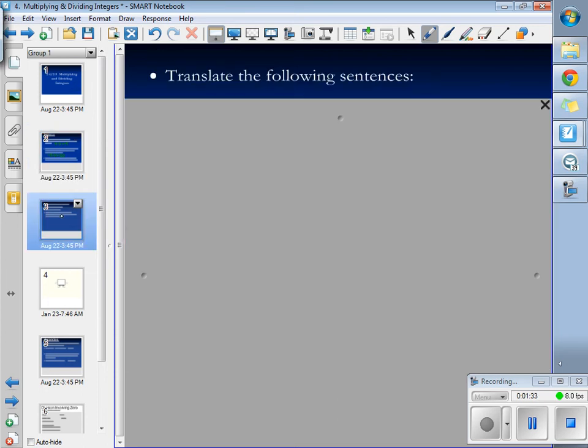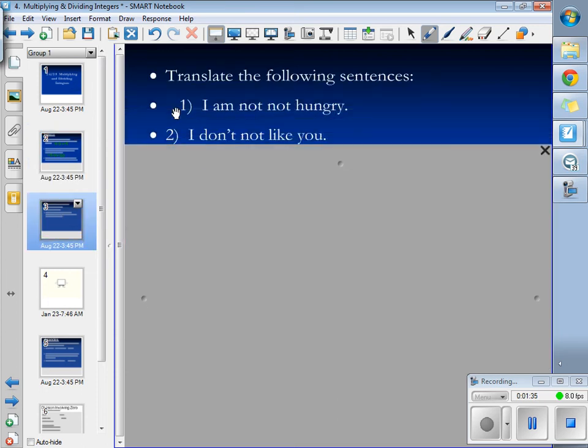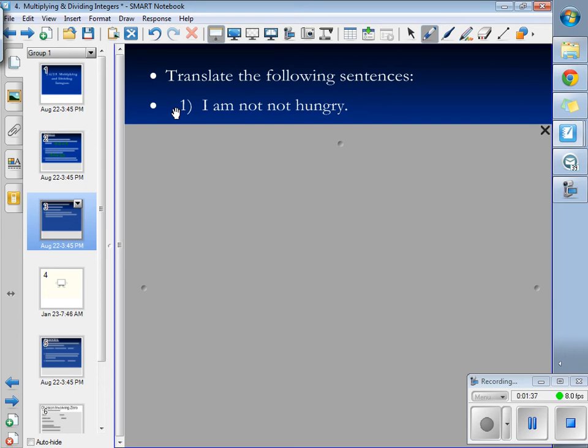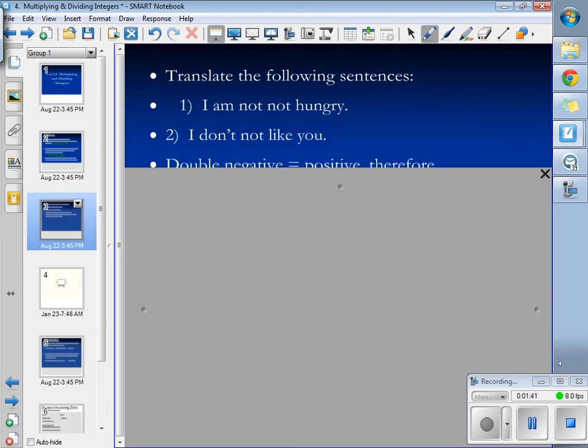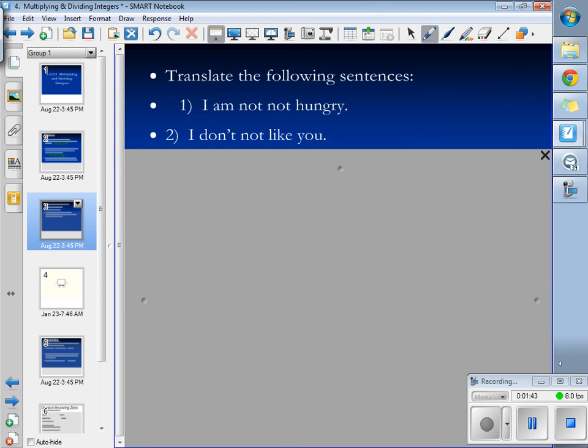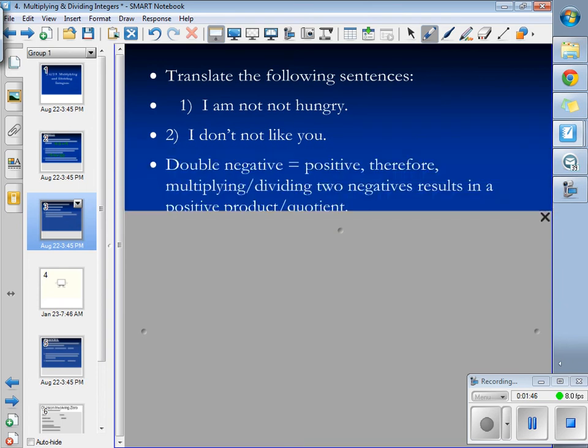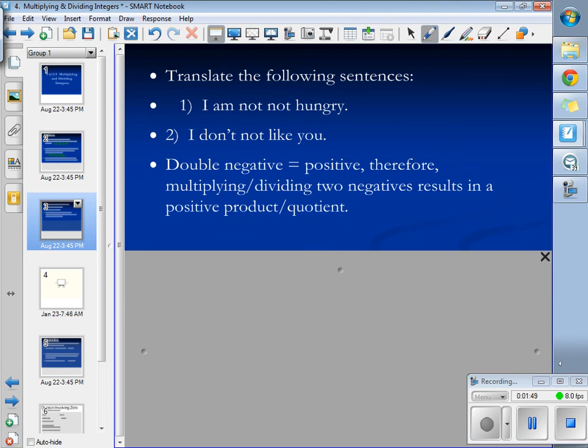Translate the following sentences. I am not hungry. I am hungry. I don't not like you. I like you. Double negative equals positive. Therefore, multiplying or dividing 2 negatives results in a positive product or quotient.